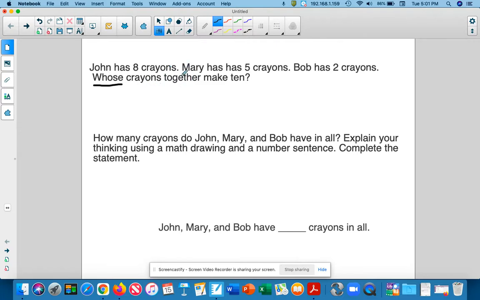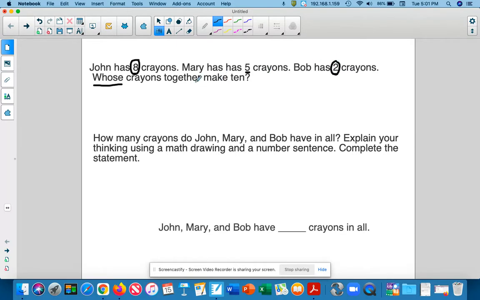So you want to think, what numbers make 10? I have 8, 5, and 2. Well, 5 and 2 don't make 10. They make 7. And I'm going to get an even bigger number when I add 5 and 8. That's going to be over 10. That's 13. So I'm going to look at my 8, and I could even count on, 9, 10, and 2.